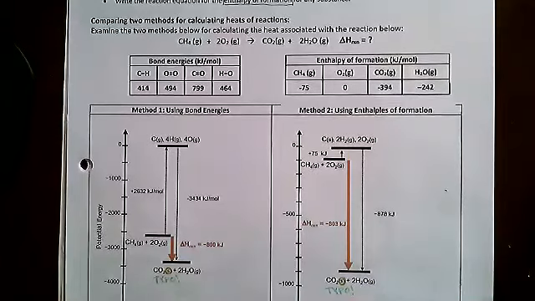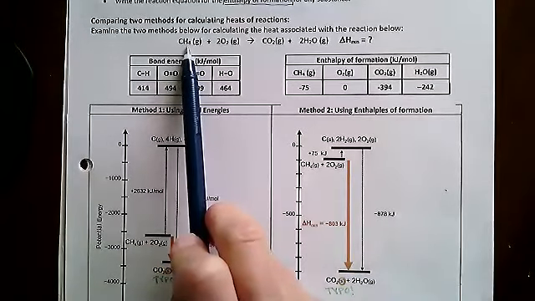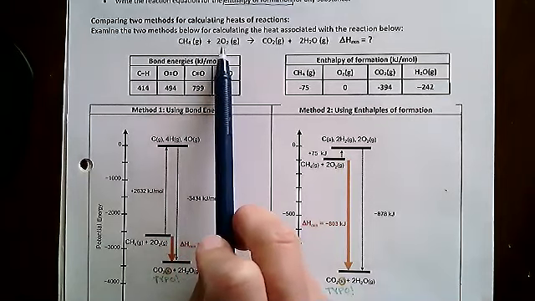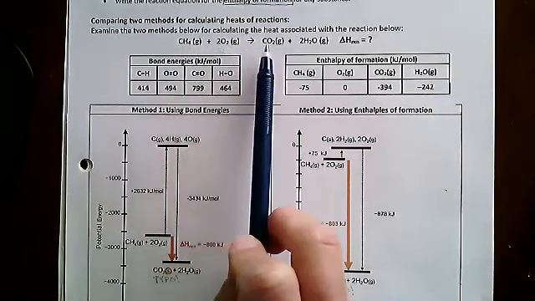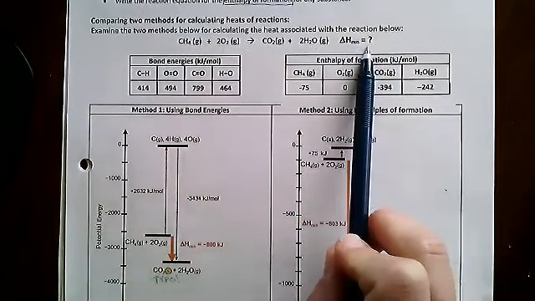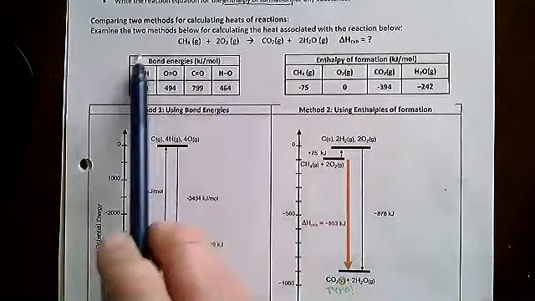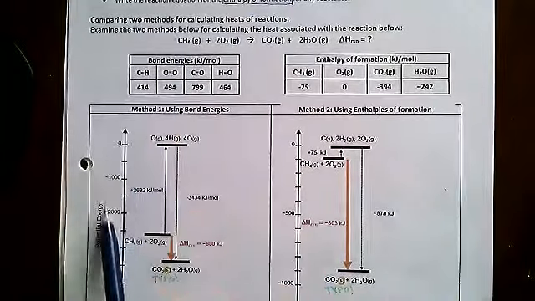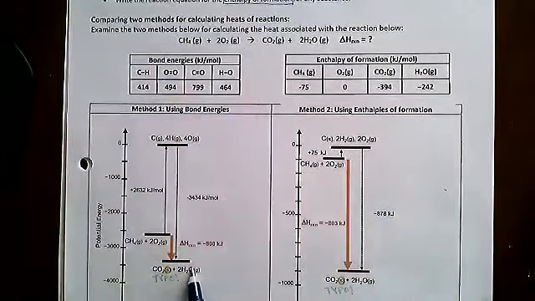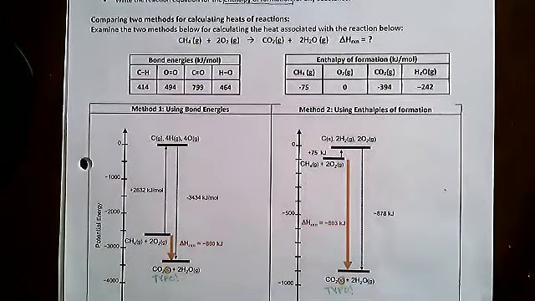Both of these energy diagrams that you're looking at are for methane, CH4, combusting or reacting with oxygen to make CO2 and H2O gas. We don't know the heat of reaction, except both of these energy diagrams are there to calculate it. So these are bond energies. This is what you learned last time we had a lecture. And this is the new information. Each of these are enthalpies of formation.